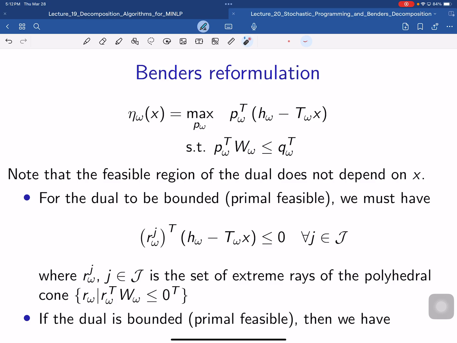Okay. And in order for x to be feasible, you cannot let p go along the extreme ray direction and still have a positive product with these objective coefficients, right? So in that case, all the extreme rays' products with the objective coefficients have to be less than or equal to 0. Okay.